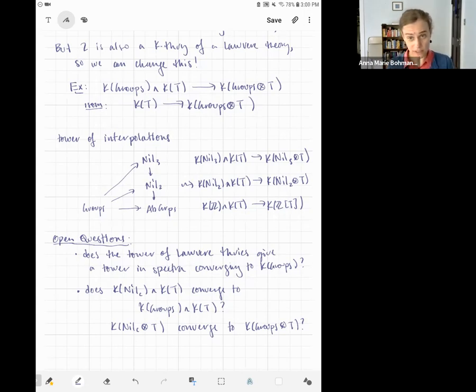So this gives us a very different way to think about how to generalize assembly style maps and different kinds of questions that we could ask about them. And I certainly don't have the answers to all of these questions, but I think it's a neat new perspective on what's happening here. So thank you very much.